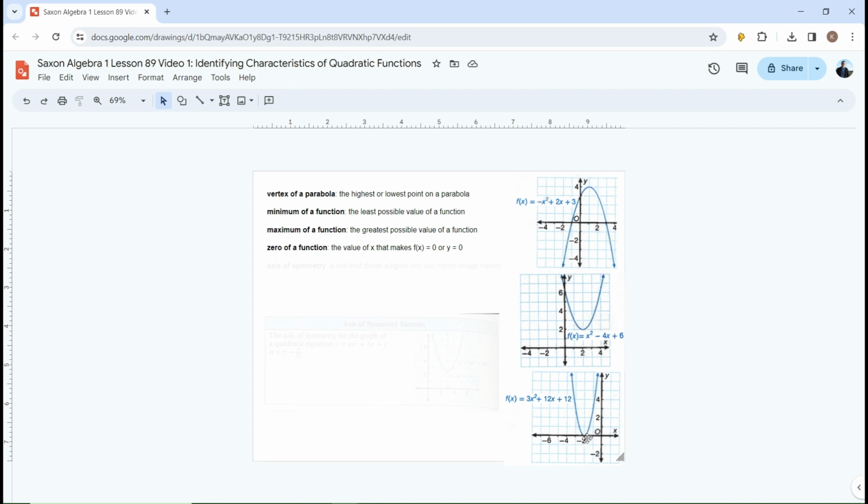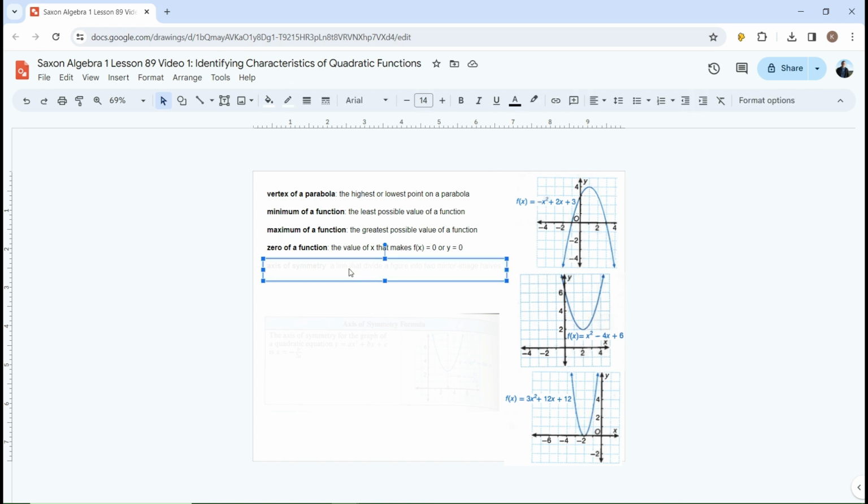So this one looks like it has a 0 at negative 2. Let's see what happens if we plug in negative 2. Negative 2 squared is 4. 3 times 4 is 12. Plus, let's see, 12 times negative 2 is negative 24. So 12 plus negative 24 is negative 12. Negative 12 plus 12 is 0. Looks like we solved that one.